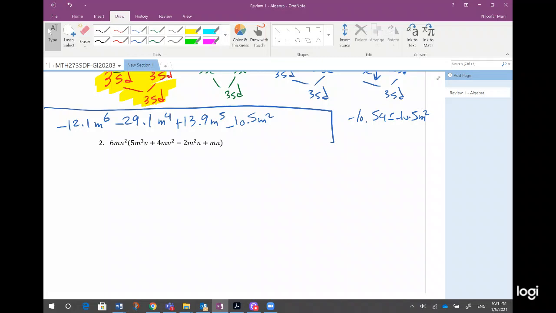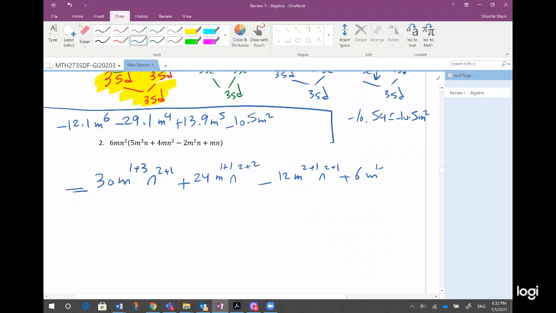How about here? 6 multiplied by 5, I can show it faster. 6 multiplied by 5 is 30, 30 m power 1 plus 3, n power 2 plus 1, plus 24 m power 1 plus 1, n power 2 plus 2, minus 12 m 2 plus 1, n 2 plus 1, and plus 6 m 1 plus 1, n 2 plus 1, which is 30 m power 4 n power 3 plus 24 m squared n power 4 minus 12 m cubed n cubed plus 6 m squared n cubed.